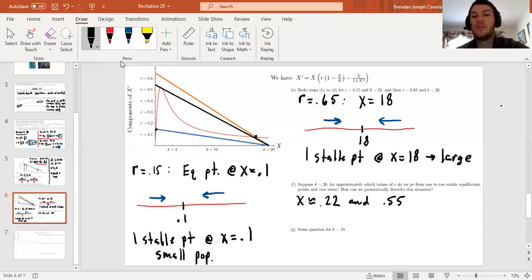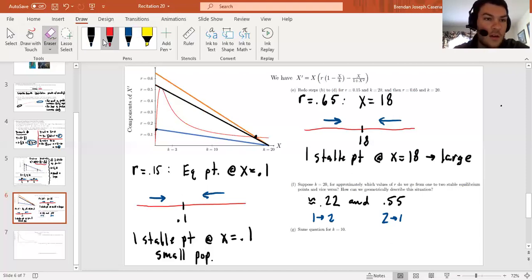So if we're talking about increasing values of r, 0.22 is the point where we go from 1 to 2, and 0.55 is the point where we go from 2 to 1. And I said x, I shouldn't have said x. I should have said r. And again, how can we geometrically describe this situation? These are the tangent lines. These are tangent lines to the curve.